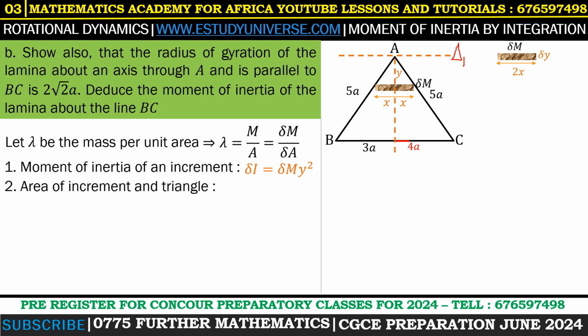Now the next thing we need to do is find the area of the increment and the area of the triangle. We already found the area of the triangle. The area of the triangle was 12a squared, right? So now we need to find the area of the increment. How do I find the area of the increment? I need to take the length times the width. The length is 2x and the width is delta y, so we have 2x delta y, but we need to find x in terms of y.